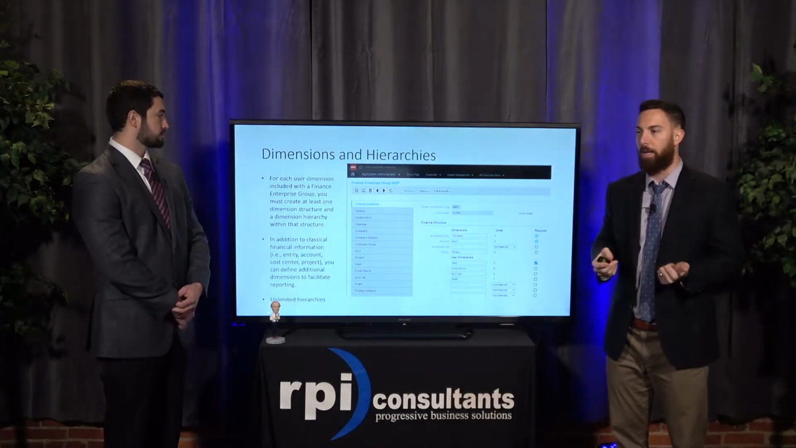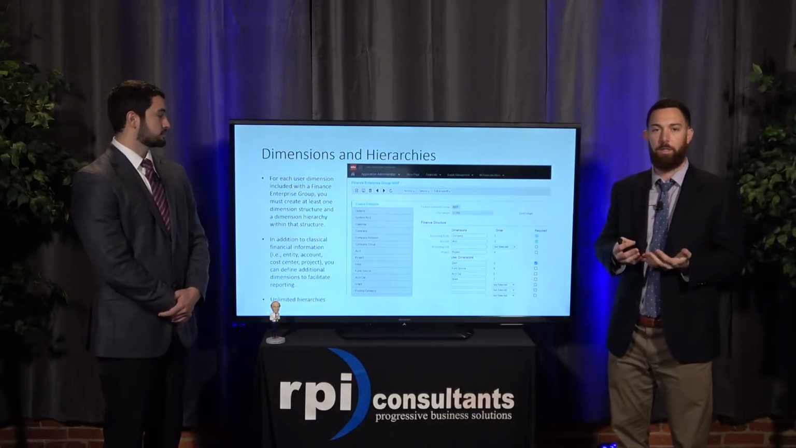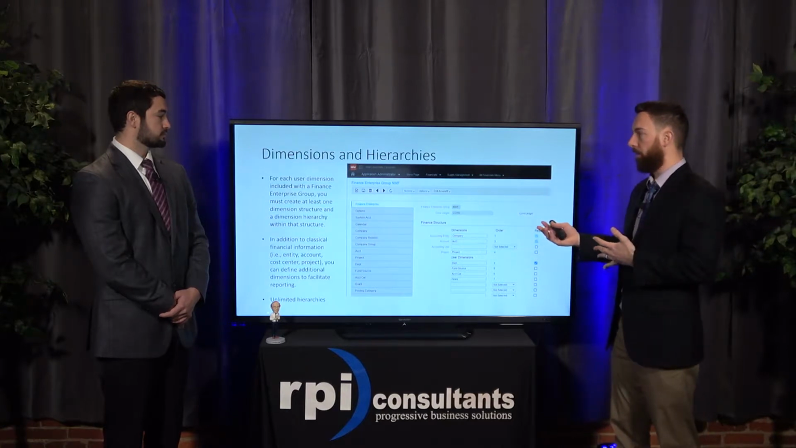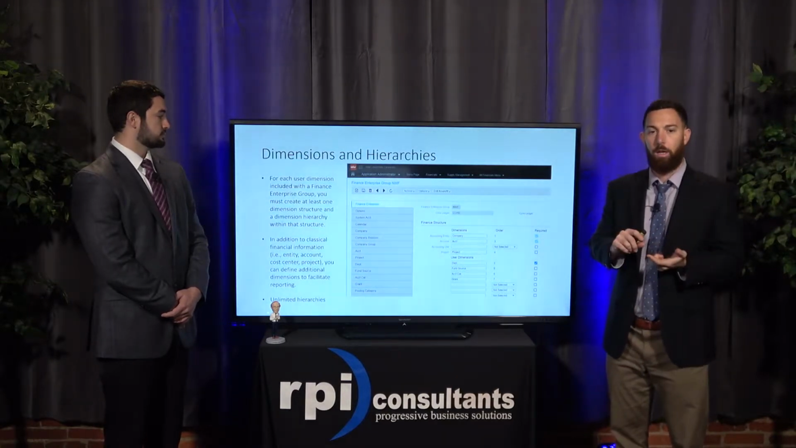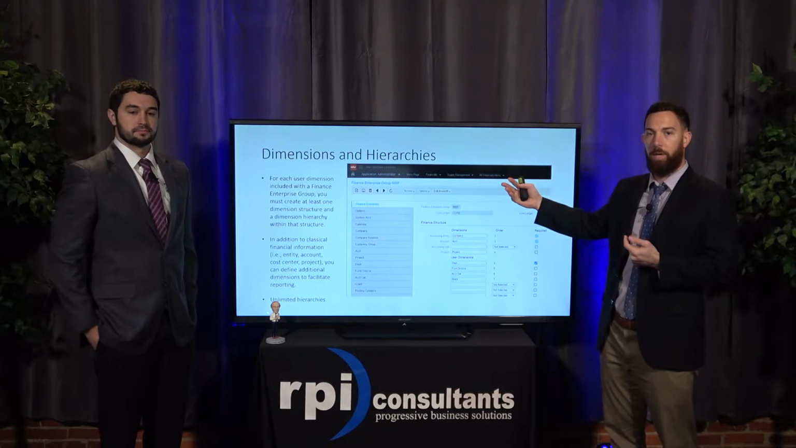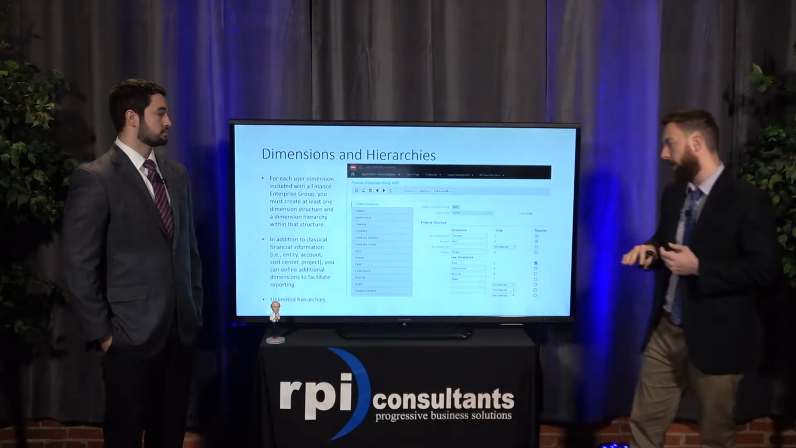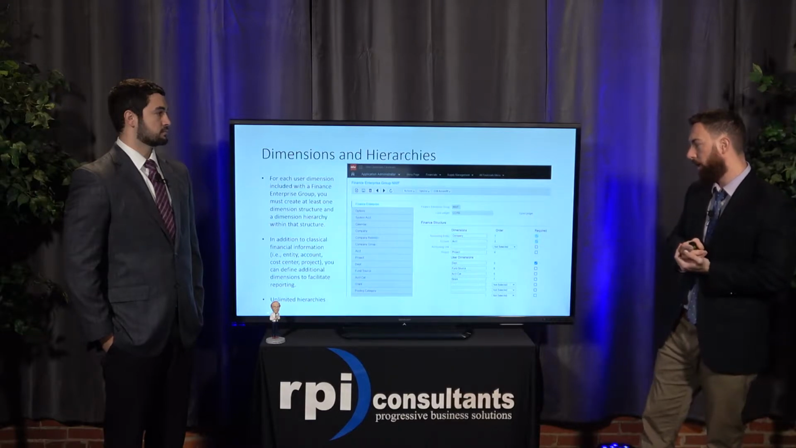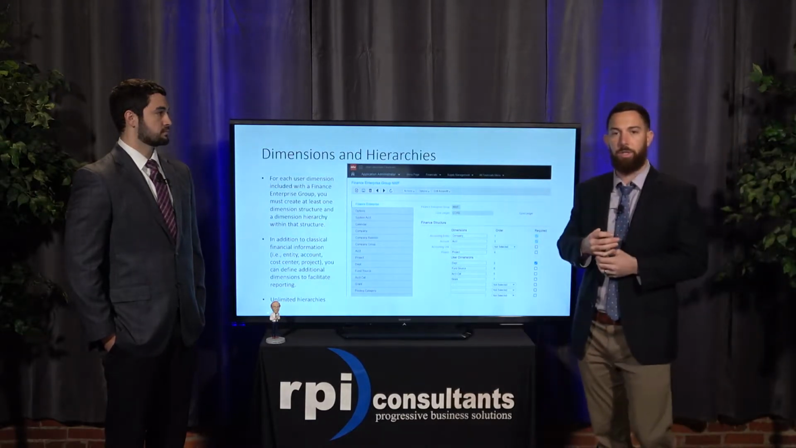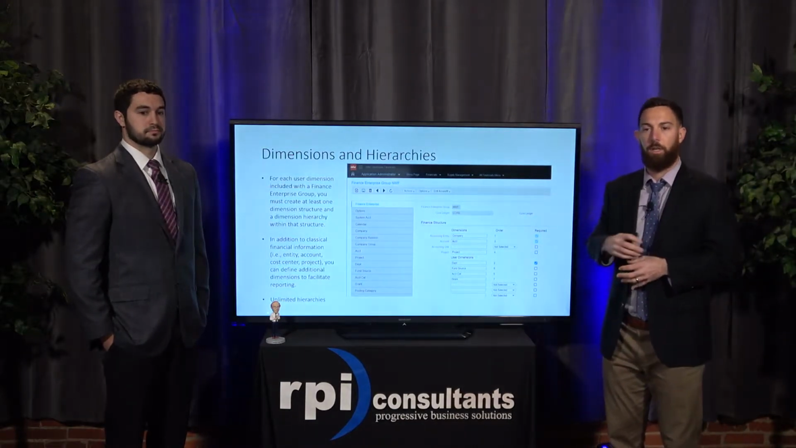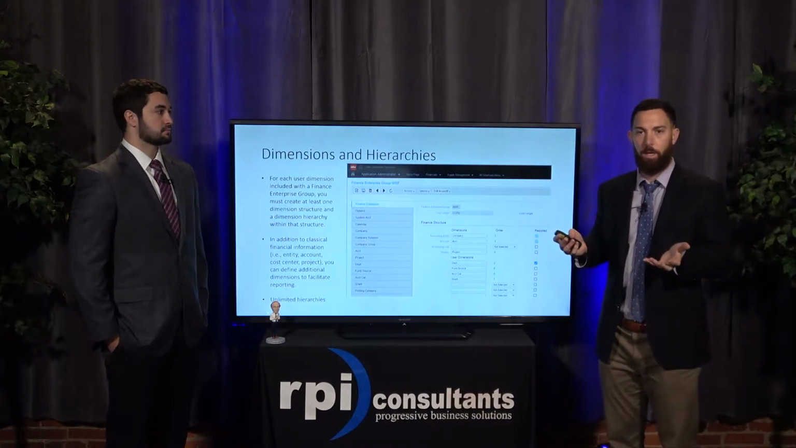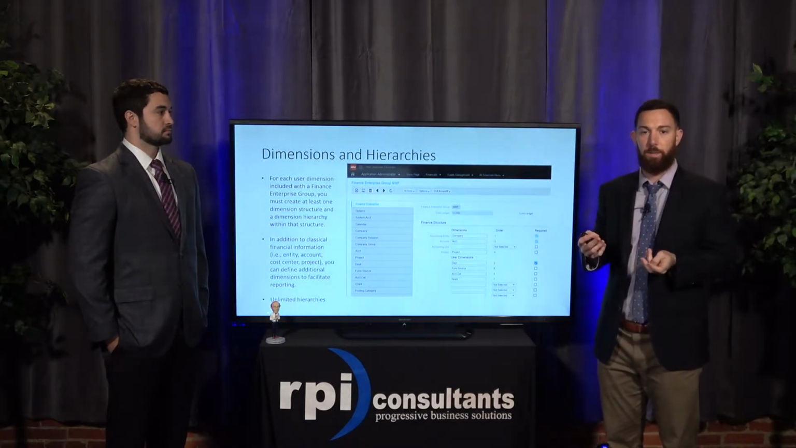All right, dimensions and hierarchies. You might have already heard about dimensions, but if not, this is a really good first peek at what they are. Basically, there's 4 predefined dimensions that Lawson delivers: accounting entity, account, accounting unit, and project. And then there's 10 additional dimensions that you can add to your structure to facilitate whatever reporting or tracking that your organization needs to meet.